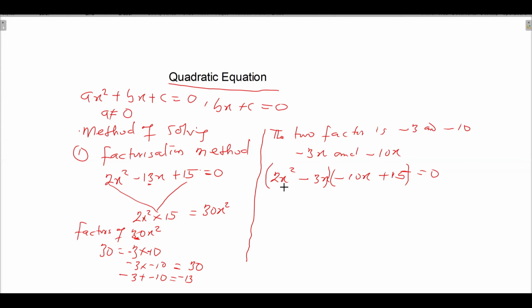And look for what is common there. So 2x squared minus 3x, you can see what is common in these two is just x. And if you factor that, this will be 2x minus 3.